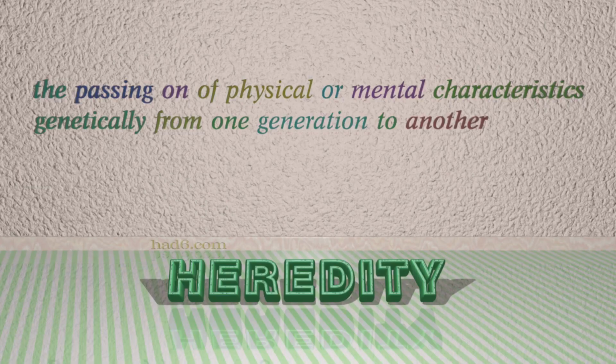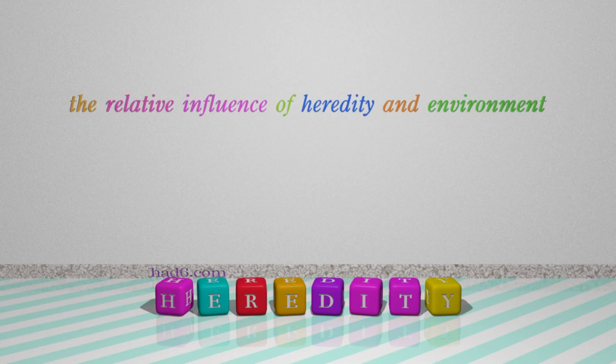Number 5. Heredity, which means the passing on of physical or mental characteristics genetically from one generation to another. Heredity. For example, the relative influence of heredity and environment.